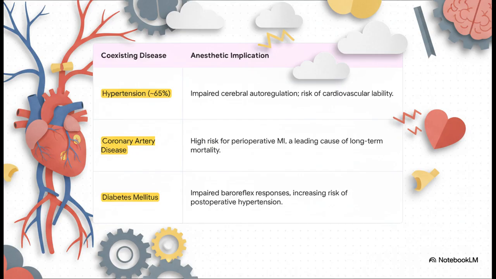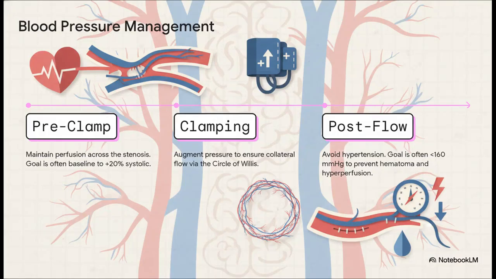Then you add in coronary artery disease and diabetes-induced autonomic dysfunction, and you've got a patient who is just primed for myocardial ischemia and profound hemodynamic instability. So this brings us to a crucial point, maybe the most important one for your daily practice. Your primary task is dynamic, phased blood pressure management. It's not one target, it's 3.